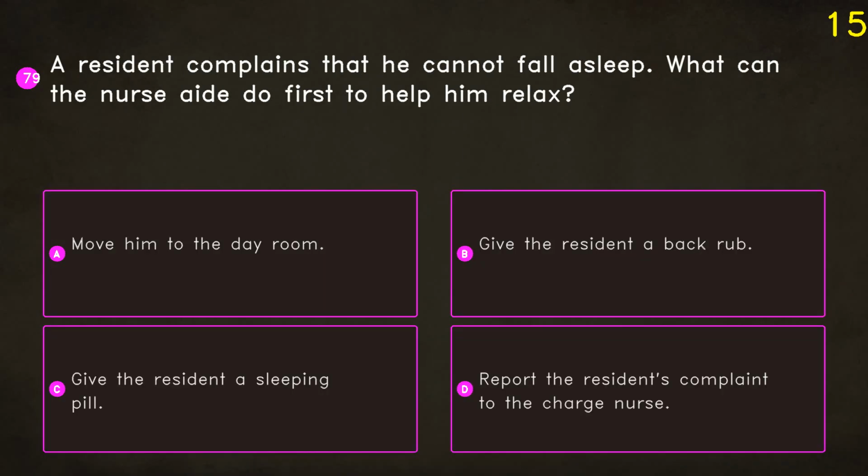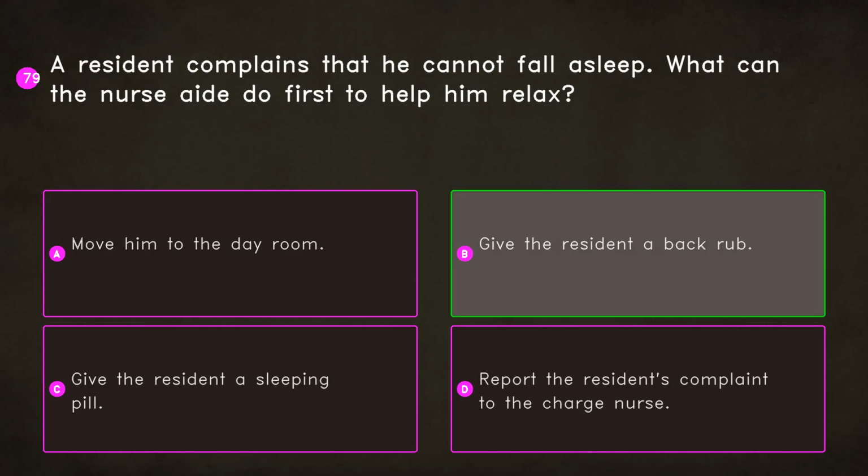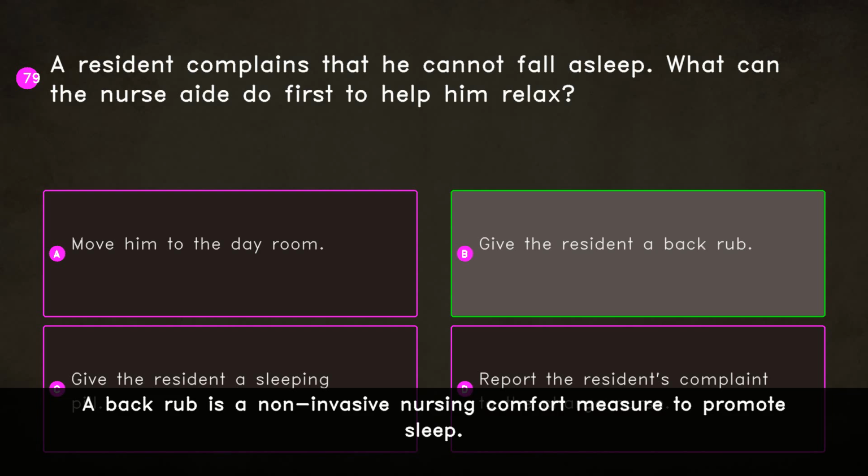Question 79. A resident complains that he cannot fall asleep. What can the nurse aide do first to help him relax? A. Move him to the day room. B. Give the resident a back rub. C. Give the resident a sleeping pill. D. Report the resident's complaint to the charge nurse. The correct answer is give the resident a back rub. A back rub is a non-invasive nursing comfort measure to promote sleep.